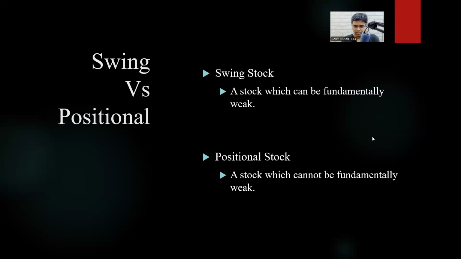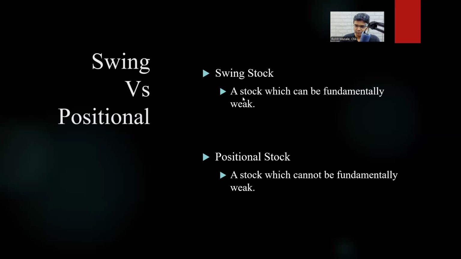So before I even look at the chart of any company, I try to determine whether it's a positional stock or a swing stock. So to do that, I need a criteria, right? If the stock is a positional stock, whatever trade I take in that stock is a positional trade. If a stock is a swing stock, whatever trade I'm going to take in the stock is going to be a swing trade, right? So first we need a definition of positional stock and swing stock. So here is the definition.